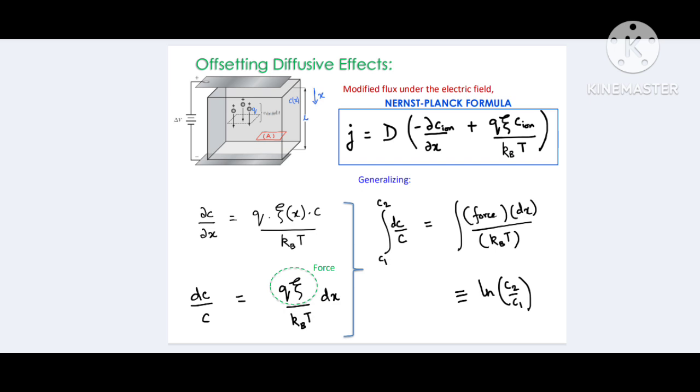So C2 by C1 is 5. So I'm going to have log of C2 by C1 equal to minus Q delta V by kT. So I'm going to do log of 5 equal to minus 3 into 1.6 into 10 to the power minus 19 times delta V, right? So the formula will change. Nothing to be frightened of. You have a very small 10 to the power minus 19 on top, and you have a 10 to the power minus 23, into 300 then. Excellent.